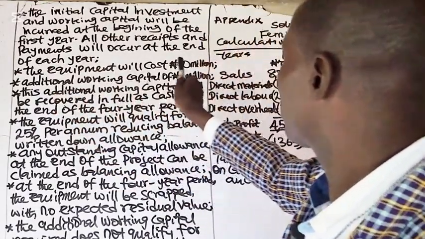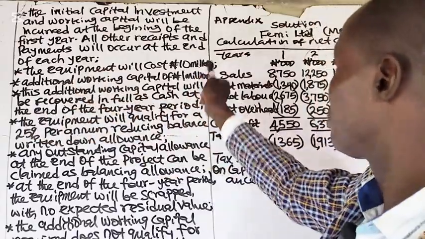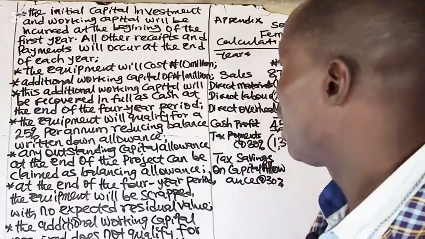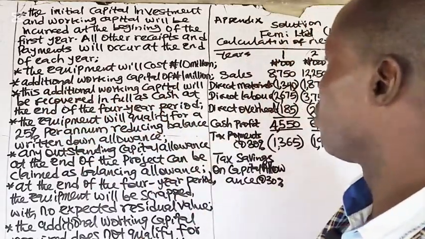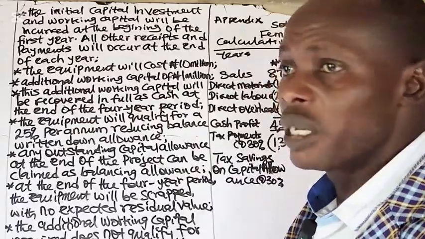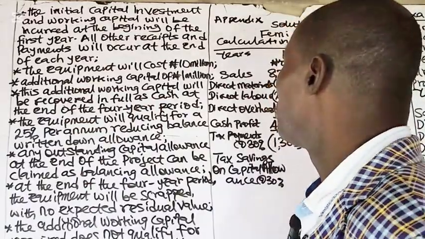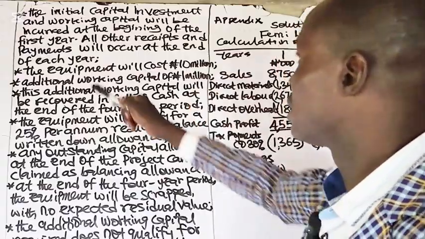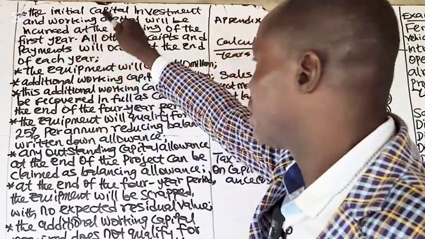So the equipment will cost 10 million. You treat your 10 million as an outflow in year zero. Additional working capital of 1 million. The working capital of 1 million will also be treated as an outflow in year zero. So that is the implication of what we have in the first asterisk.